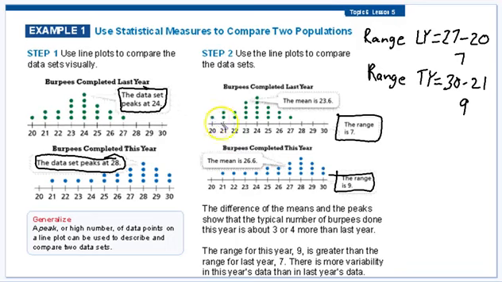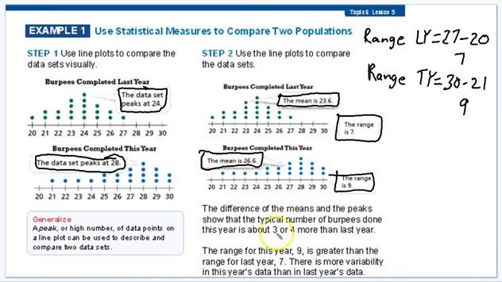And then doing the mean, we have to add all these numbers up. So this would be one specific amount of 20. This would be 2 amounts of 21, 2 amounts of 22, 4 amounts of 23. So what we're doing is we're just adding them all. 20 plus 21 plus 21 plus 22 plus 22 plus 23 plus 23, and so on and so forth. And when we add it all up and then divide it by 20, because that's how many dots there are, our mean would be 23.6. And then for this year, our mean would be 26.6.